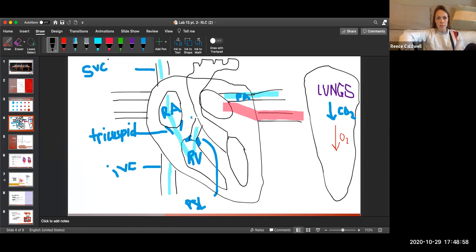Get some more participation in here. What vessel is going to re-enter into the heart? And you can feel free to unmute yourself.